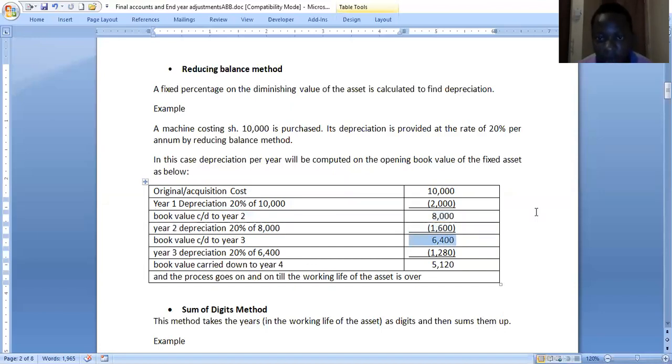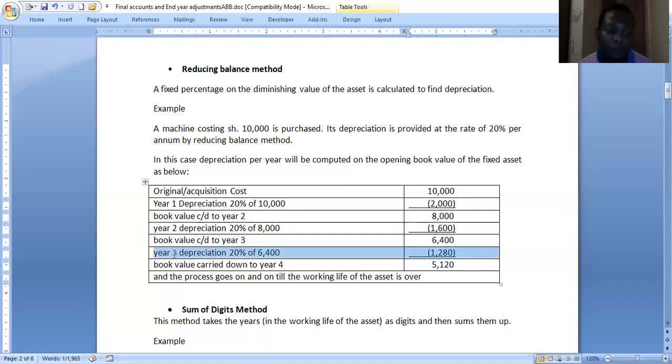So 8,000 minus 1,600 will give us 6,400. So 6,400 is the value to take forward to the third year. So therefore, the depreciation during year 3 shall be equal to 20% of the value in year 3, that is 6,400, which will give us 1,280. So the 1,280 is the depreciation in year 3.